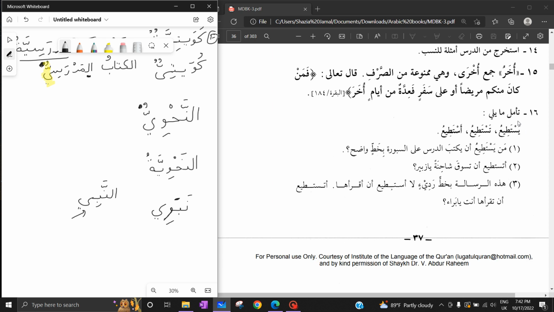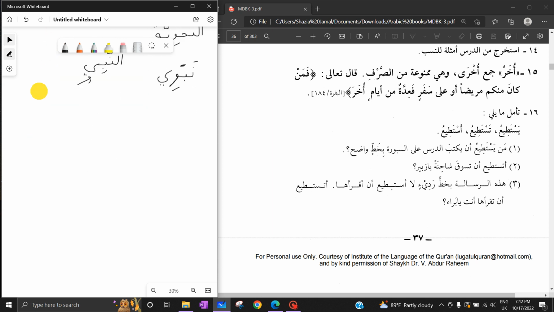Now question number 16. Yastati'u, tastati'u, astati'u. What is the meaning of astati'u? From which verb is it coming? It is coming from istata'a. Istata'a means you can, or I can, or he can.